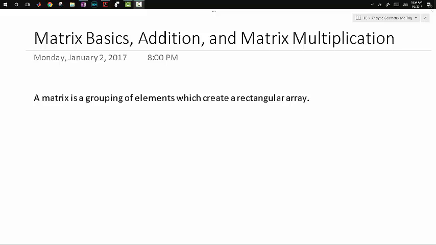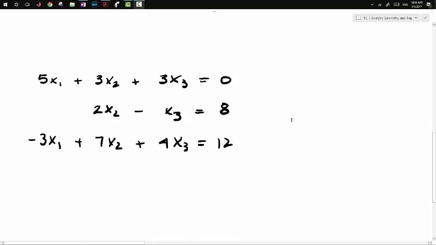So in this video I want to talk about matrix basics, addition, and matrix multiplication. So first let me define what a matrix is. It's basically a grouping of elements which create a rectangular array. So just to refresh your mind, let's do a quick example.